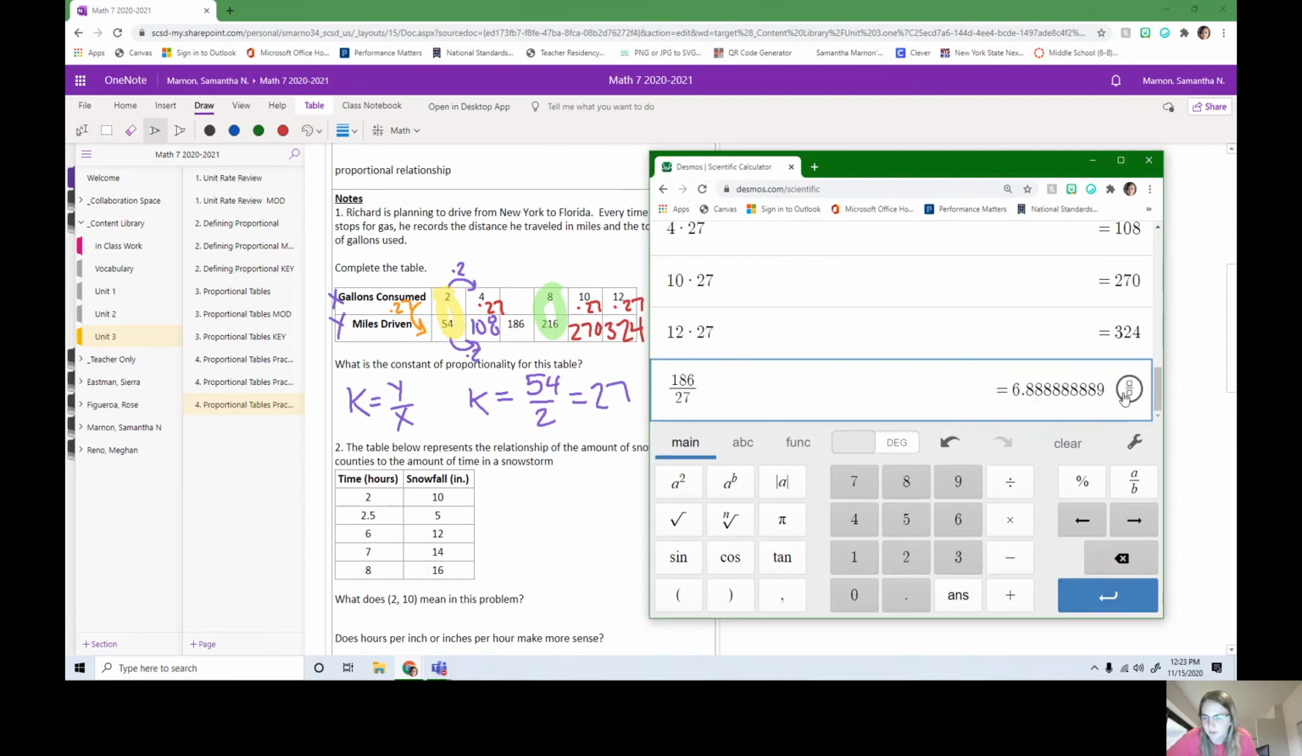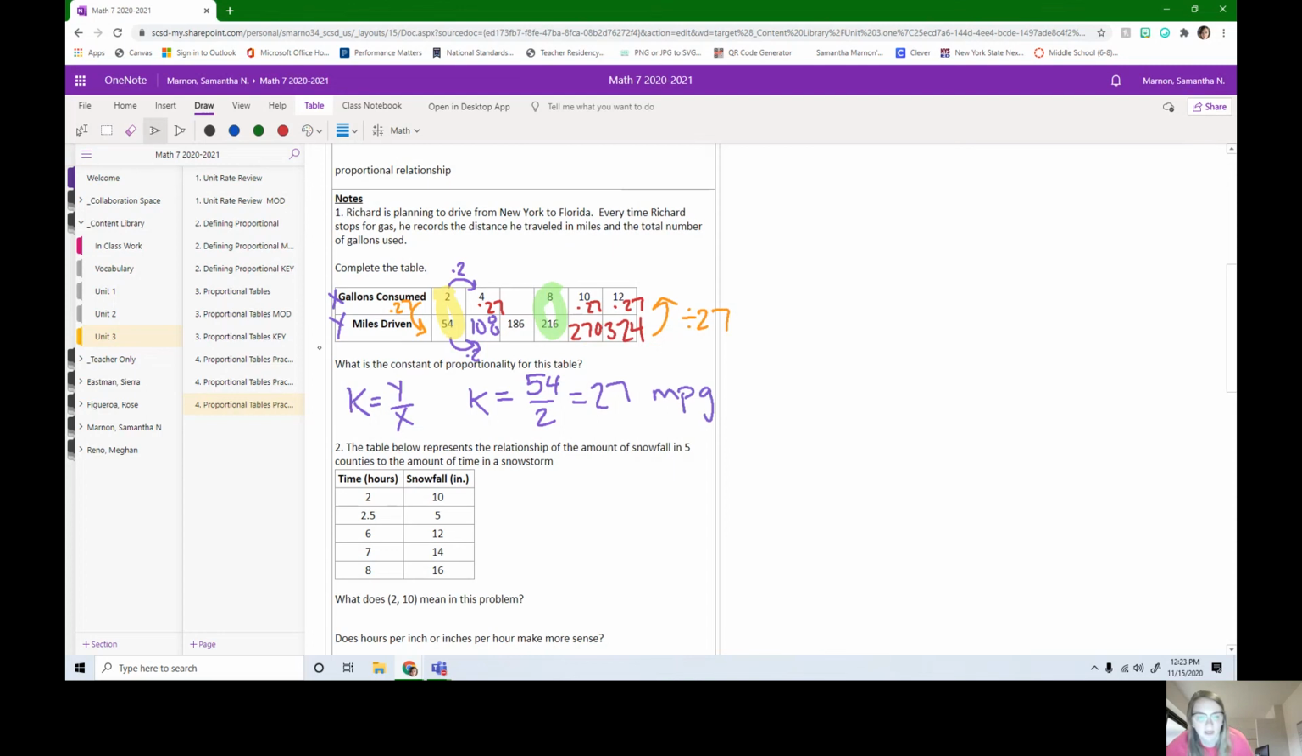And we got this 6.8 repeating. If you wanted it as a fraction, you could write 62/9. I'm going to write it as 6.8 repeating, and I'm going to show that the 8 is repeating with a line over it. So 6.8 repeating goes in this box.